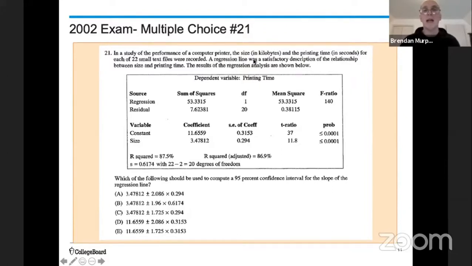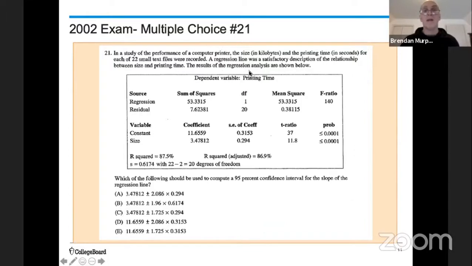A regression line was a satisfactory description of the relationship between size and printing time. So I guess that was our first condition there, right? We had to check that our data was linear. I could do that by looking at a scatter plot and maybe a residual plot, but we're told that it's reasonable to use a linear model to analyze this data here.